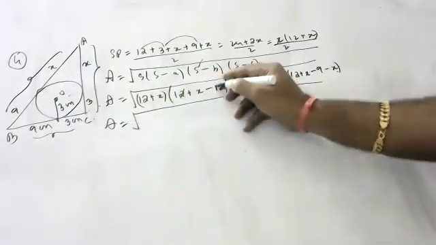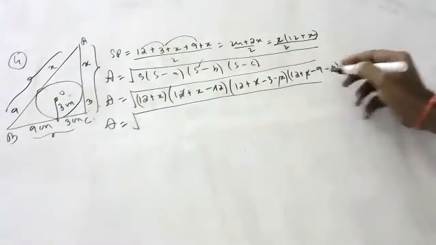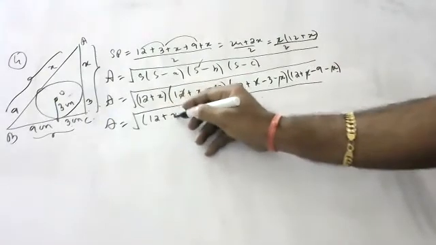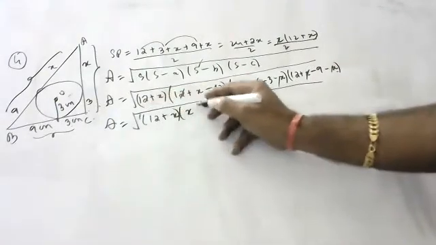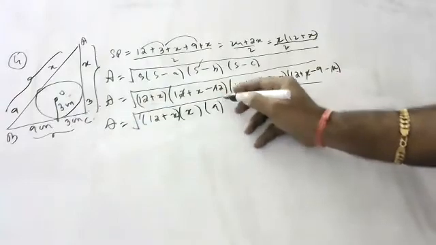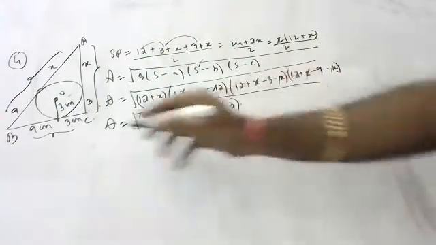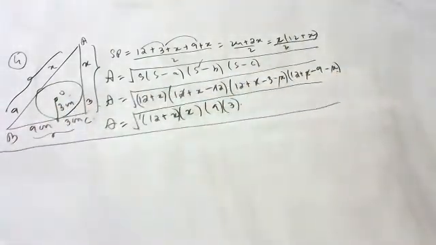So children, this and this have gone. So we get root of 12 plus X into X into 9 into 3. This is the area using Heron's formula.